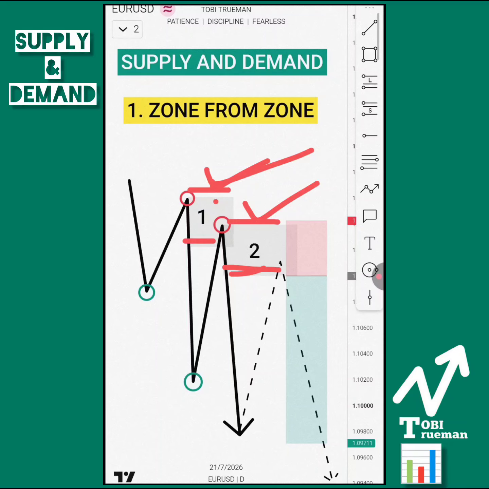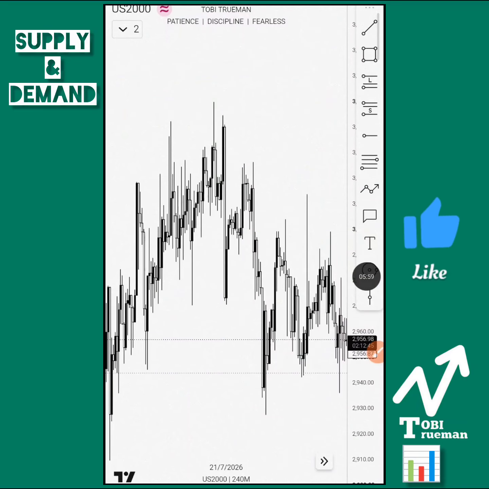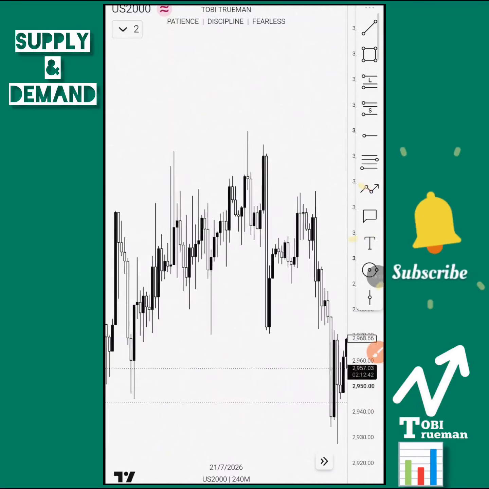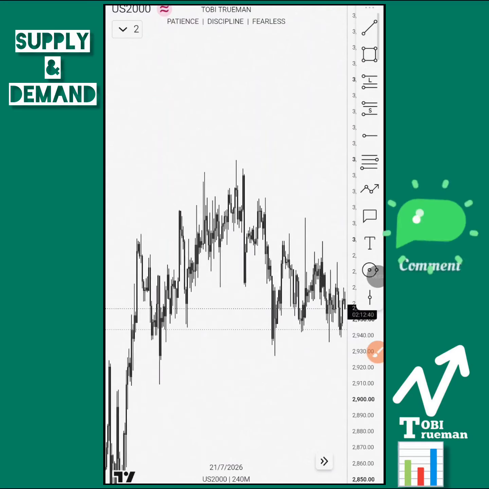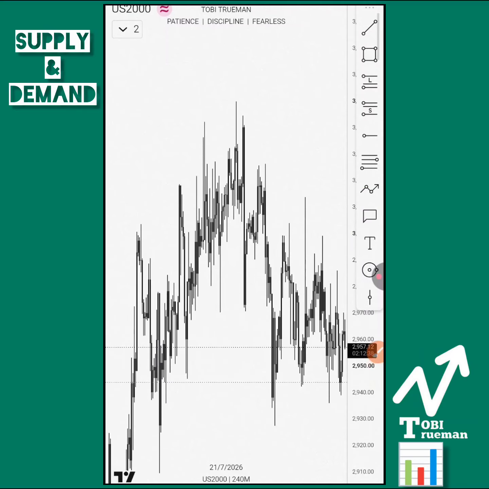But now that zone 1 has given birth to zone 2, we can anticipate that price can go back to zone 2 and continue to sell this market. Okay, now let's look at how we can apply what we have just learned, zone from zone, on our real chart.